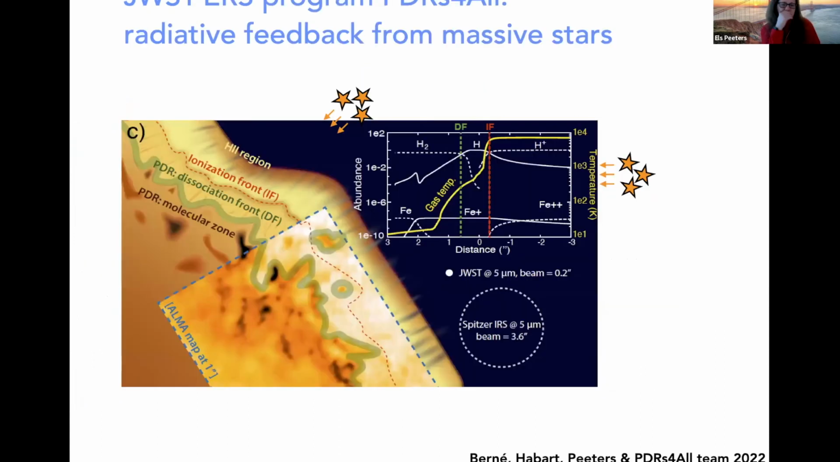And I'm just going to talk very briefly about one particular program that will explore that. And so this is the early release science program, PDRs4All.